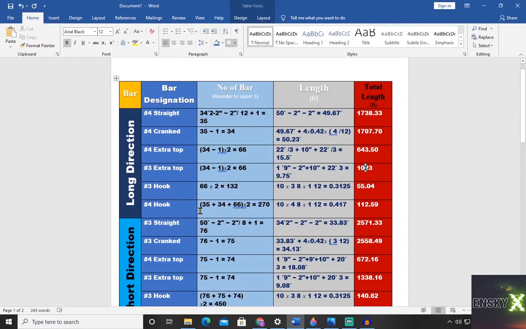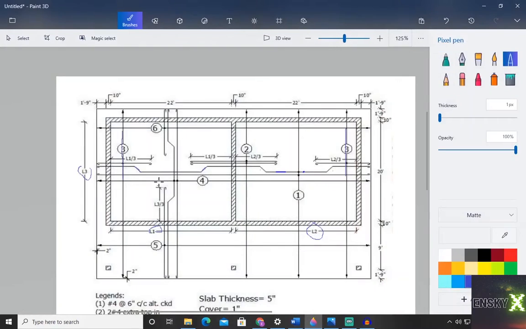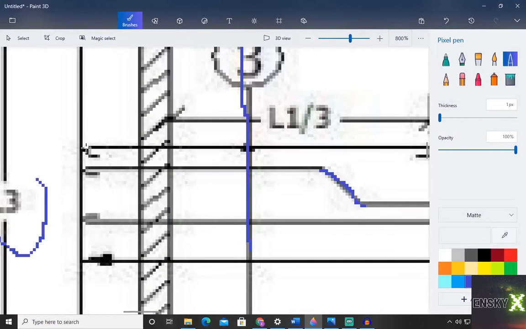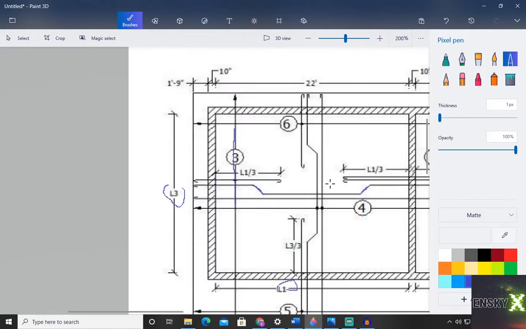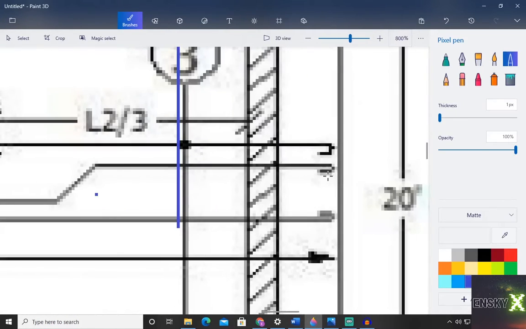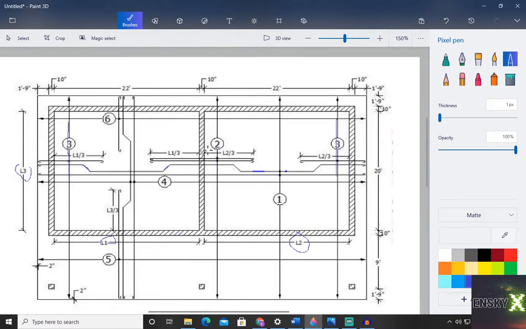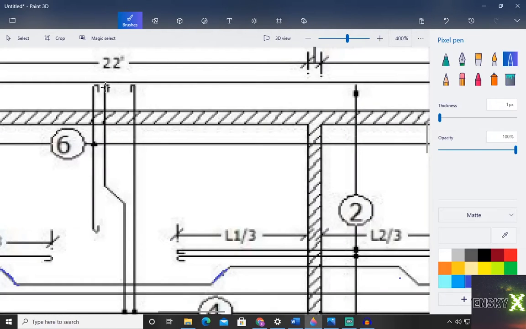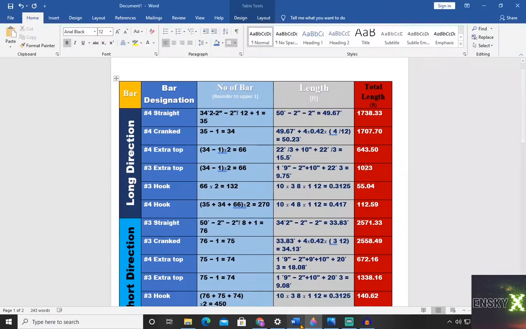Then we have to look at the hook. What is a hook? Hook is the extra portion that is cranked out or bent up, this is the portion which we call the hook. So in every bar at the ending there is a hook, and we have to put this hook for all of the bars. You can see that in this design everywhere there is a hook. So from #3, how will we find out the hook? We are going through the designation. So we have #4 designation and #3 designation.